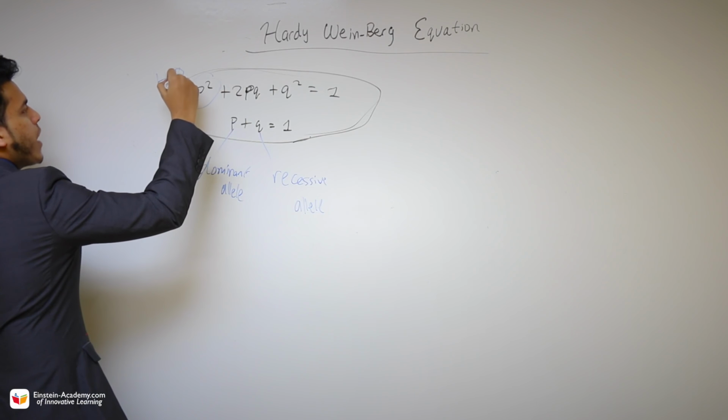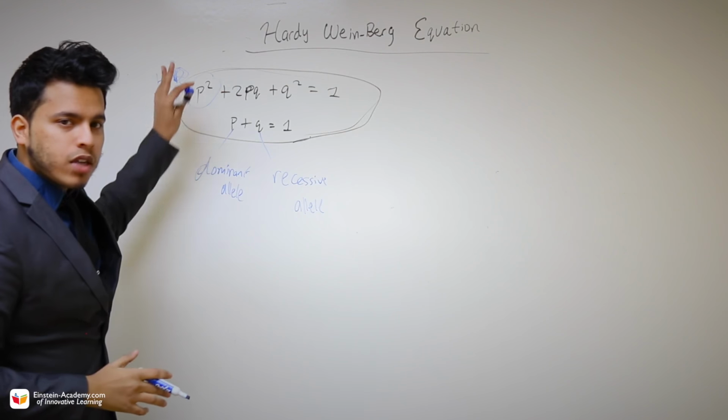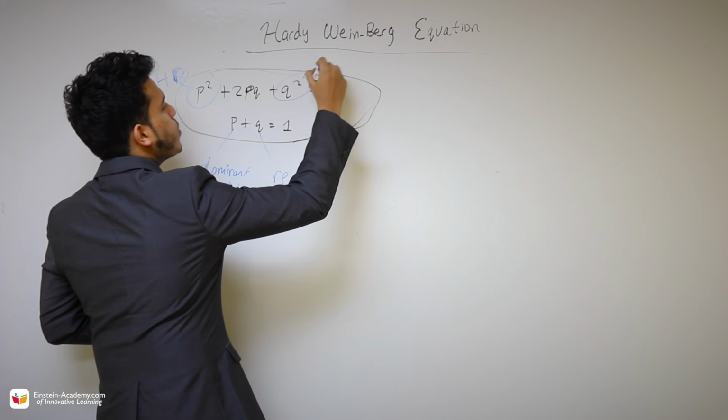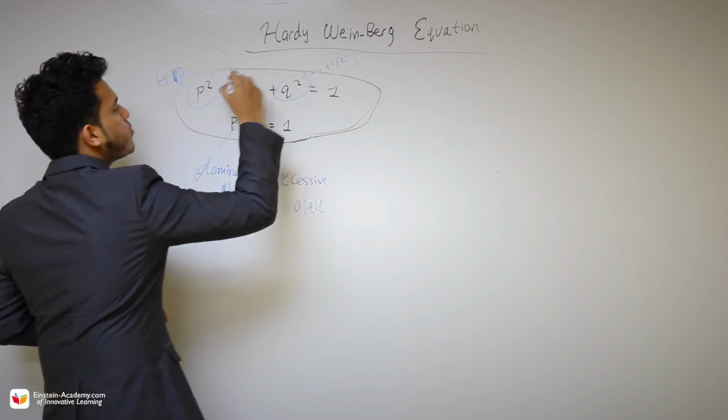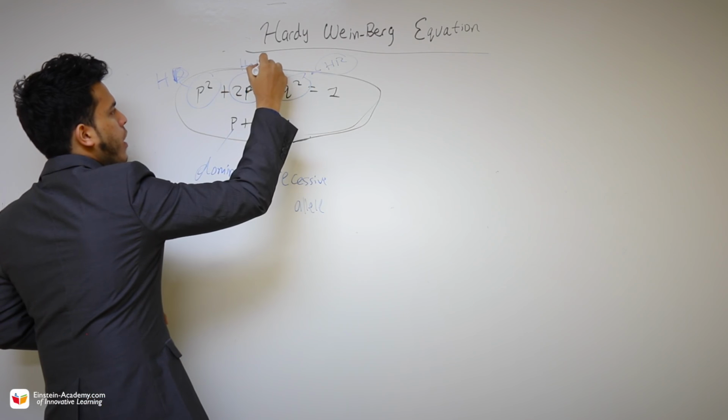This is homozygous dominant. This represents homozygous recessive. And this represents heterozygous.